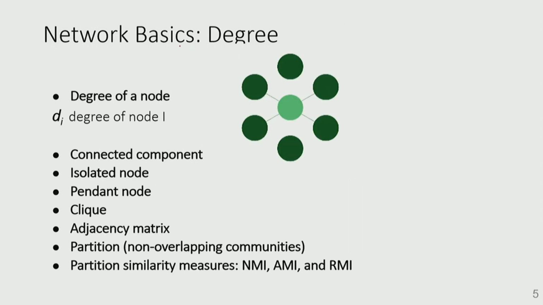Again, some terminology. Starting with degree, the degree of a node is the number of connections of a node. For node i, we represent the degree of node i with d_i. So in this example, the degree of this node is 0. It is not connected to any other nodes. The degree of this node is 1. The degree of this node is 4. Nodes that have a degree of 0 are called isolated nodes. And nodes that have a degree of 1 are called pendant nodes.